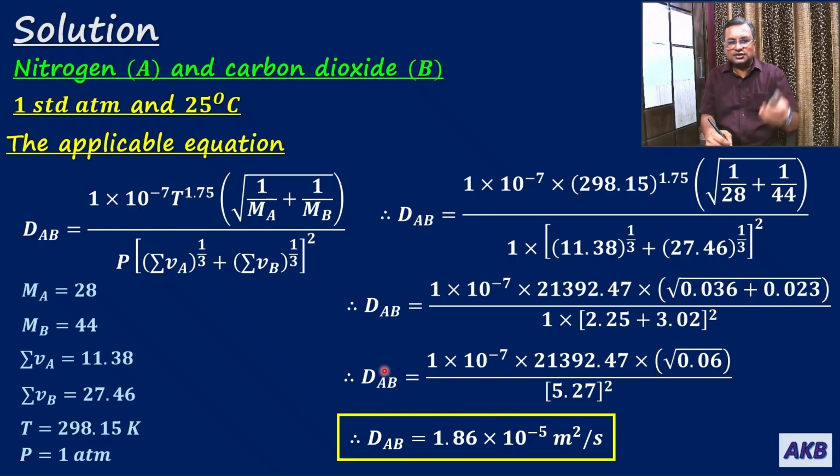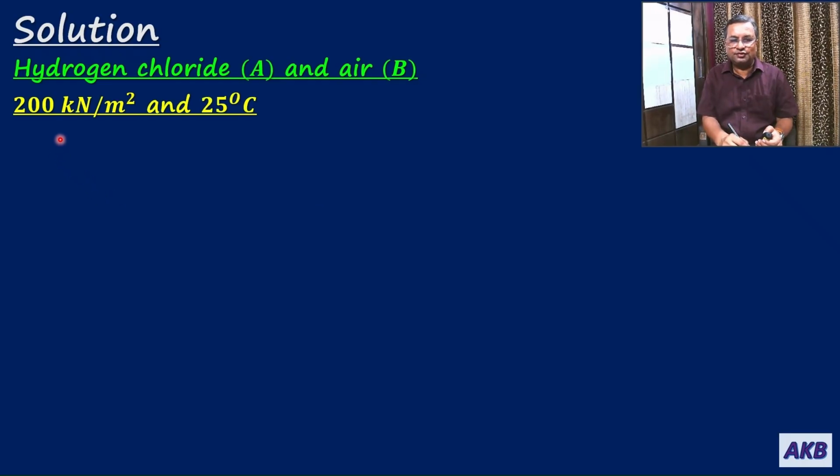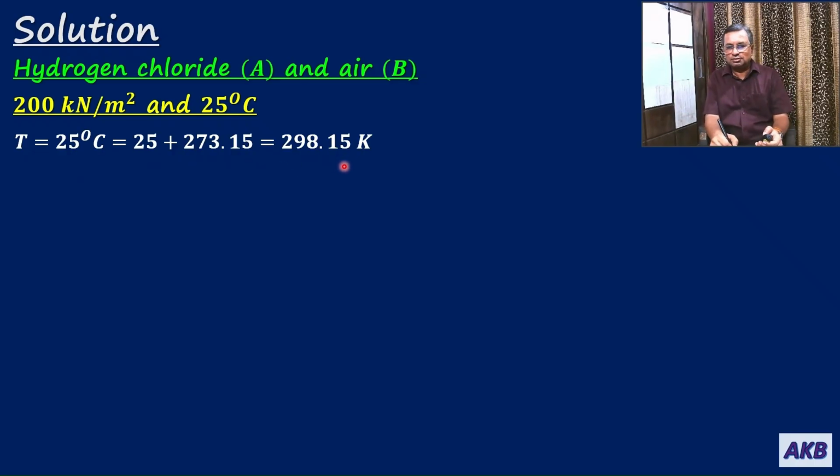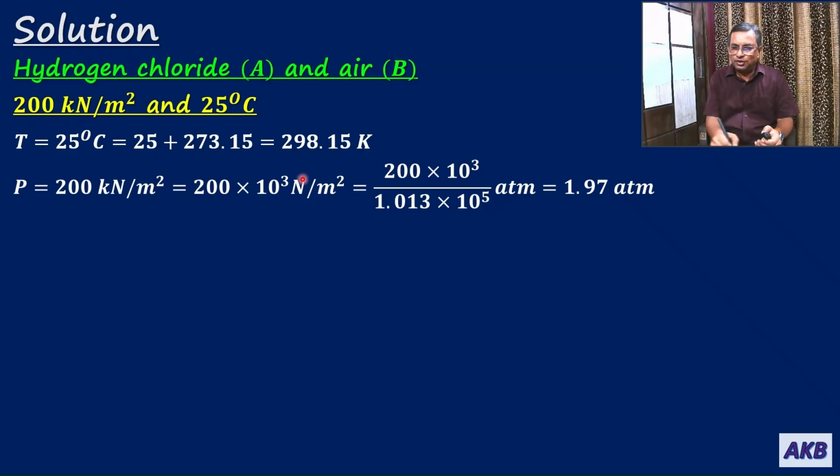Okay, now let us go for the next gas mixture. The next gas mixture is hydrogen chloride and air. Hydrogen chloride will be denoted by capital A, and air will be denoted by capital B. So we are supposed to get the diffusion coefficient at a pressure of 200 kilonewton per meter square and a temperature of 25 degrees Celsius. So T in this case is 25 degrees Celsius, which is 25 plus 273.15, that is 298.15 Kelvin. Pressure is 200 kilonewton per meter square, but we need it in atmosphere, and we are going to convert it to atmosphere in this way.